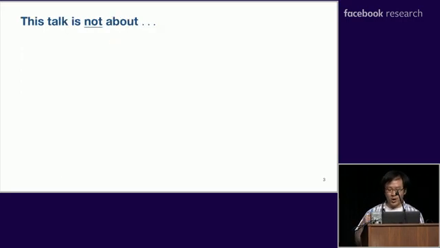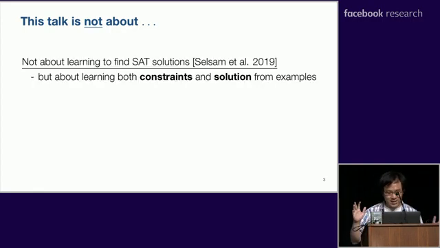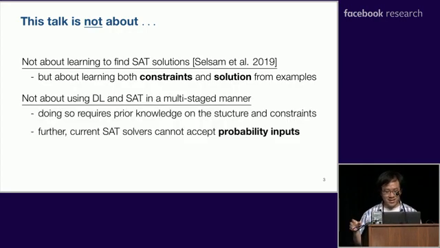Now, before showing what this talk is about, let's first show what it is not. This talk is not about using a neural network to find a SAT solution, but about learning both SAT constraints and solutions from examples. That is, we do not assume any given rules or structure. Also, this talk is not about simply using deep learning and SAT solving in a multi-stage manner, because doing so requires prior knowledge about the structure and constraints, which we might not have. Further, current SAT solvers cannot accept probabilistic input from the neural net. Thus, they cannot be plugged into the architecture directly, not to mention backpropagation.